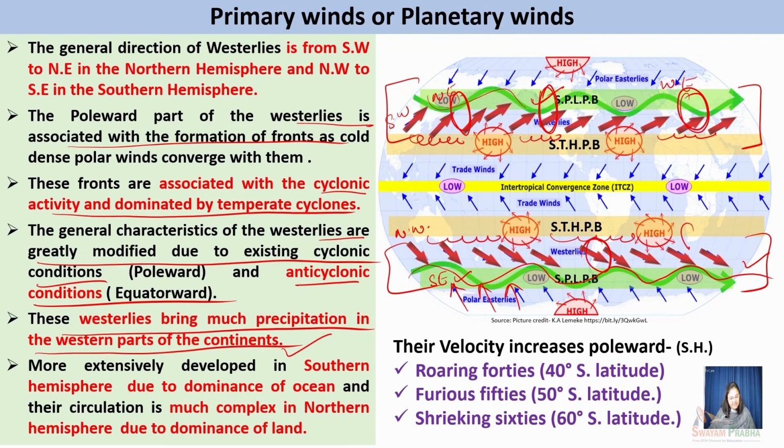These westerlies are more extensively developed in the southern hemisphere due to dominance of oceans, and their circulation is much more complex in the northern hemisphere due to dominance of land surfaces. And as you move polewards, their velocity increases. They are known by different names because of the increasing velocity as they move polewards. They are known as roaring 40s at 40-degree south latitudes, furious 50s at 50-degree south latitudes, and striking 60s at 60-degree south latitude, as they are more extensively developed in the southern hemisphere due to dominance of oceans.